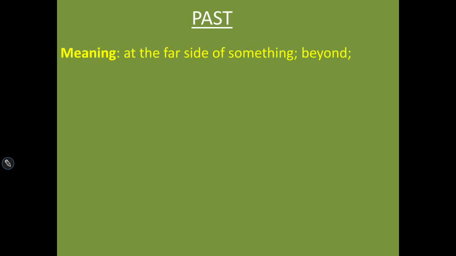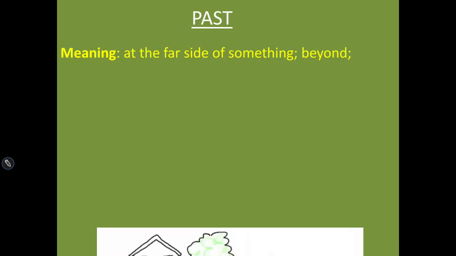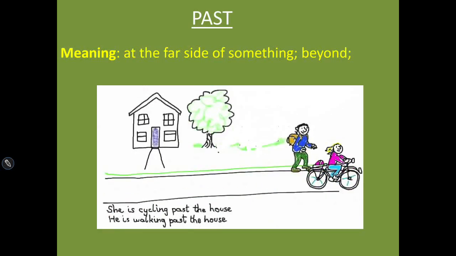Past. What do you mean by past? At the far side of something, beyond. We have two meanings. Beyond here means on the other side of something. And the second meaning is at the far side of something. Here we have a picture to elaborate it.